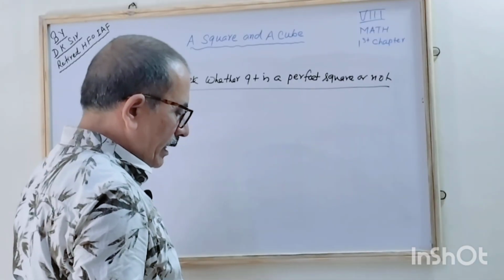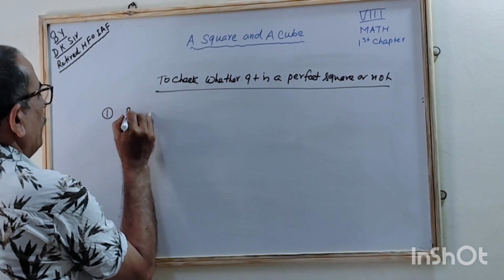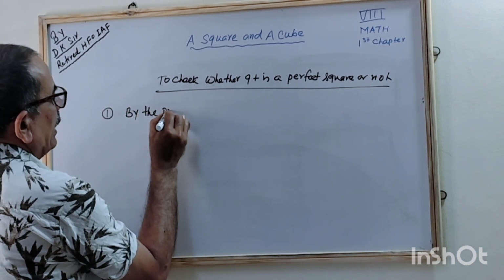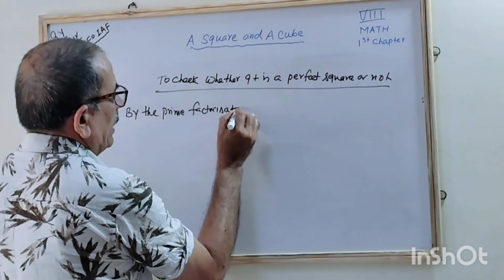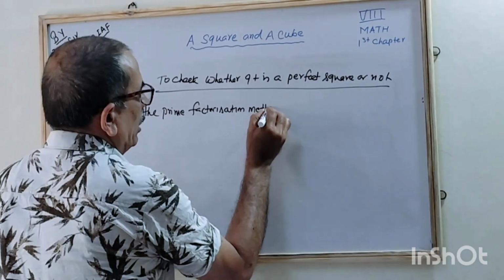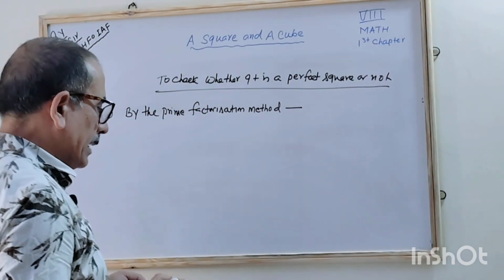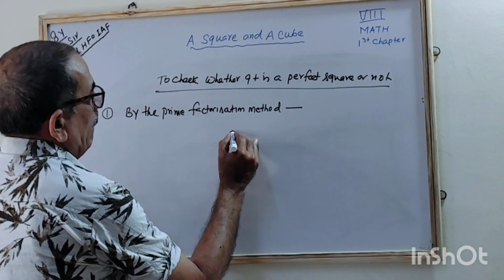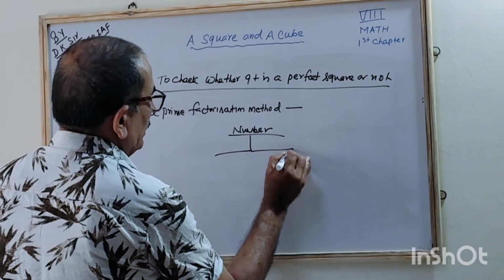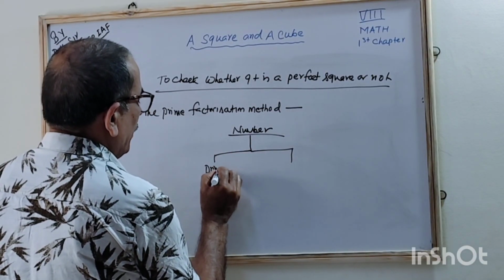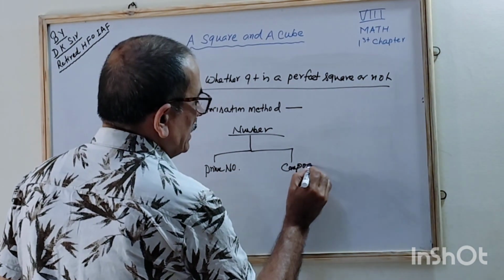In the next procedure, we will use prime factorization. Prime factorization method also you can find out, and this is the way we mostly use. Before coming to prime factorization, the basic thing you should know is that a number can be divided into two parts. One is a prime number, and the other is a composite number.